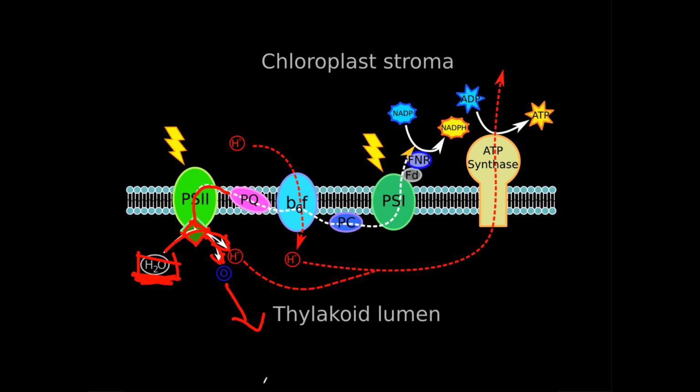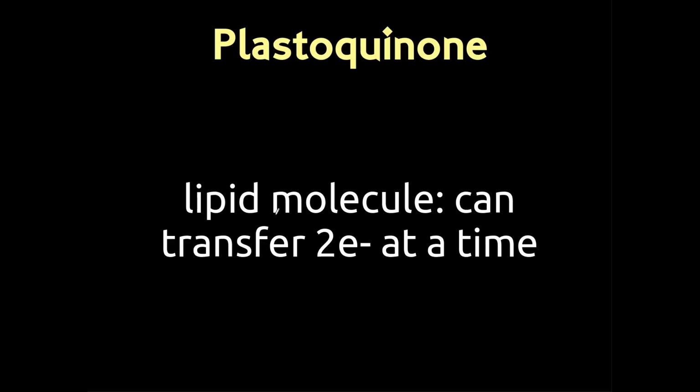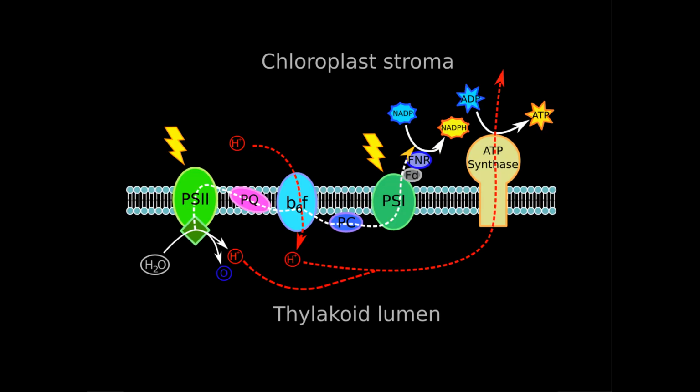Okay, so let's begin to talk about the next element in this electron transport chain, plastoquinone. So plastoquinone is a lipid molecule. It can transfer 2 electrons at a time. So right now, this should be sounding a lot like something that we talked about earlier in the mitochondrial electron transport chain, particularly coenzyme Q.